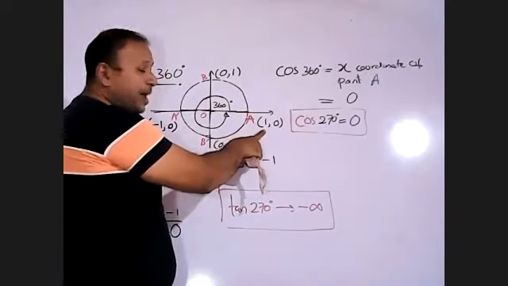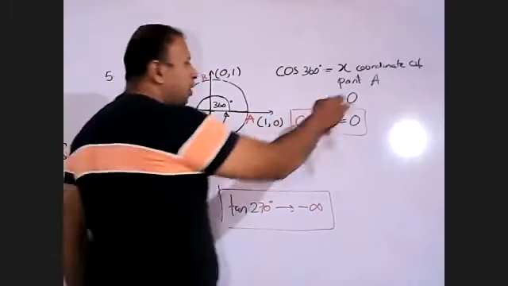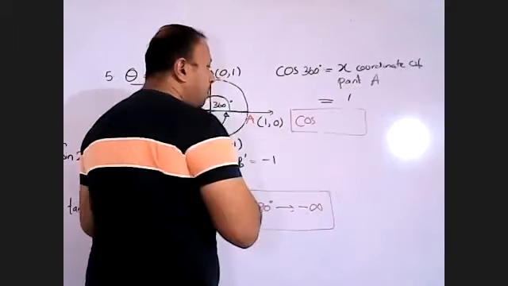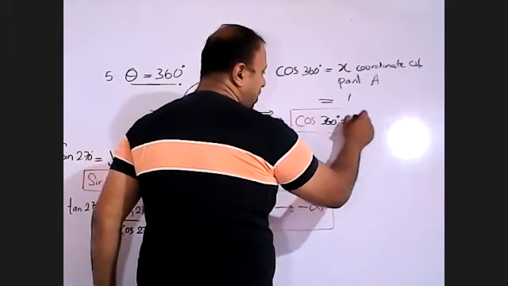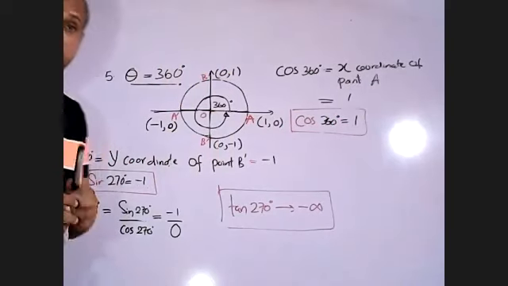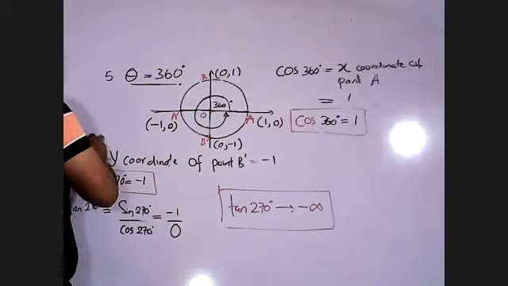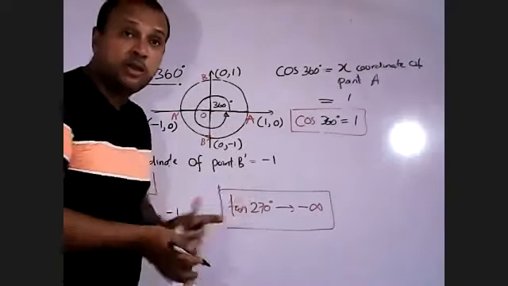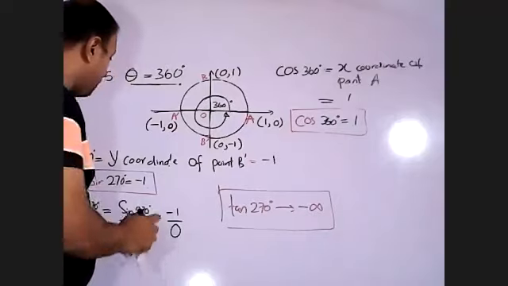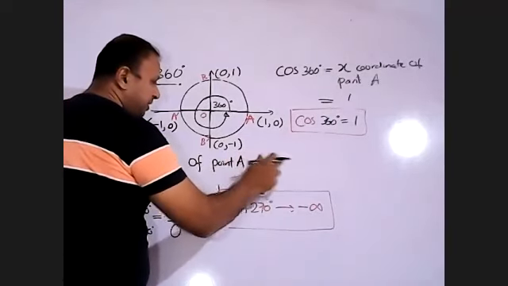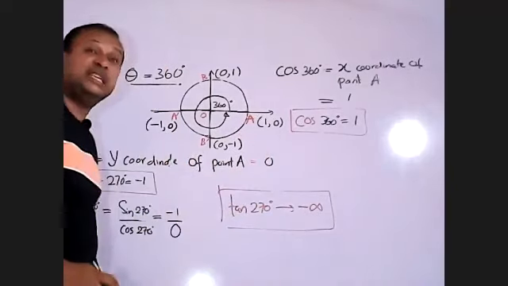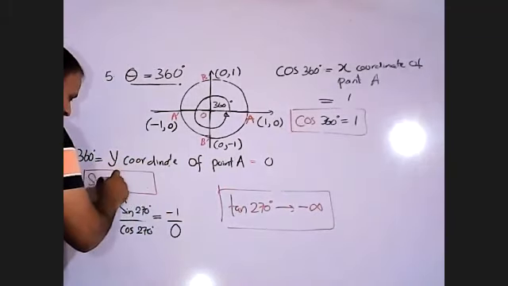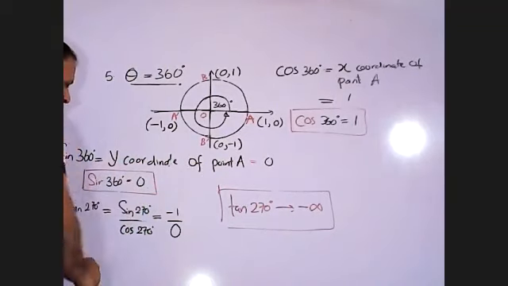Cos 360 means the x value of point A. The x value of point A is equal to 1. Therefore, cos 360 is equal to 1. Then sin 360. Sin 360 is equal to the y coordinate of point A, which is equal to 0. So sin 360 equals 0.